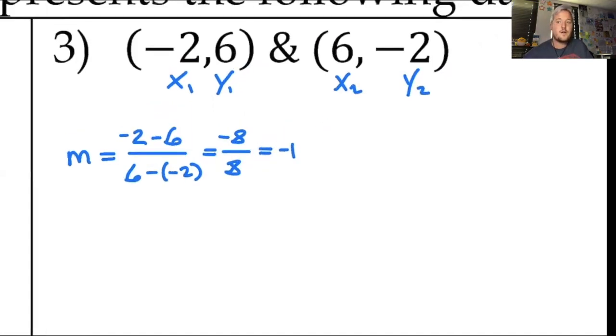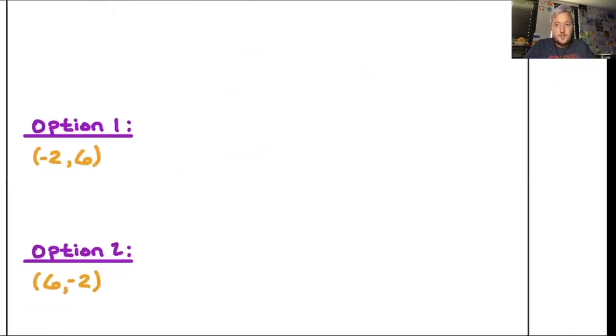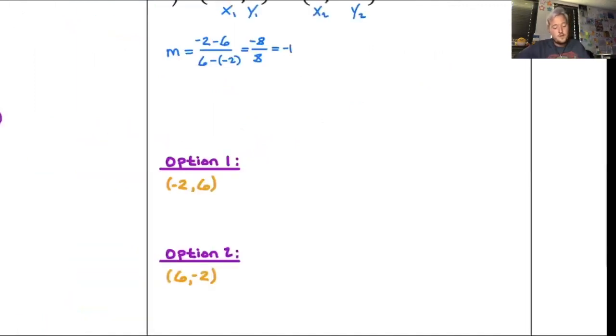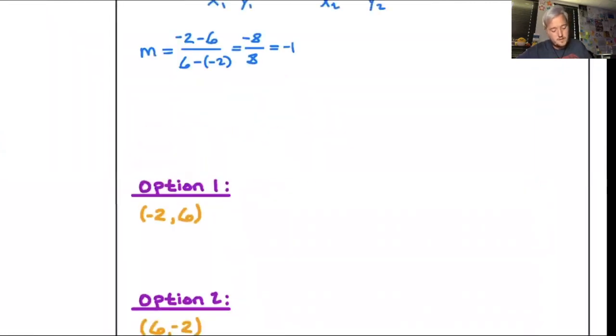All right, so now here's the thing. We have 2 different points here on this problem. So which one do we use for point slope form? Well, the answer is it doesn't matter. You can use either one of those points. You have options. So I'm actually going to show both, but you only have to provide one. All right, so let's say for option 1, I use negative 2 comma 6.